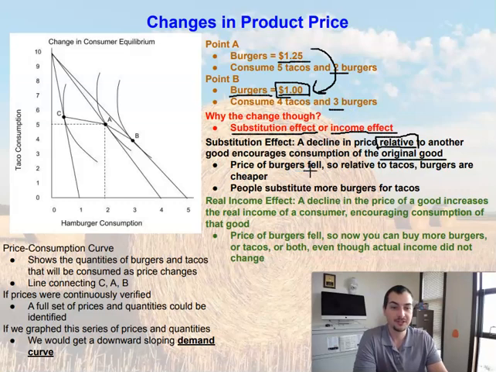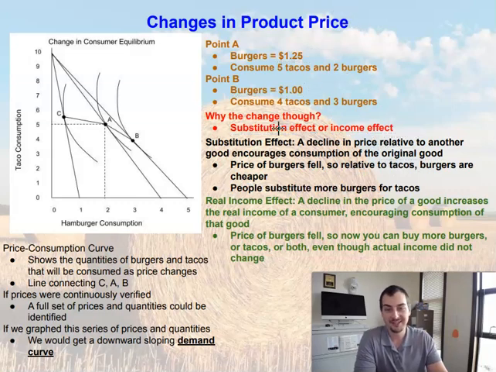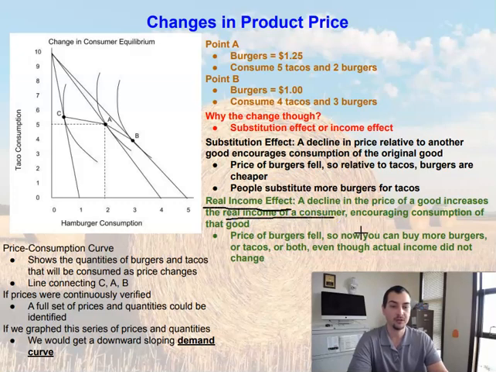As prices of burgers fall relative to tacos, burgers are cheaper. So people substitute more burgers for tacos. They eat fewer tacos, more hamburgers. It just makes sense, doesn't it? If the price falls, you consume more of that good. That's the substitution effect. The other effect is known as the real income effect. A decline in the price of a good increases the real income of a consumer, encouraging consumption of that good.